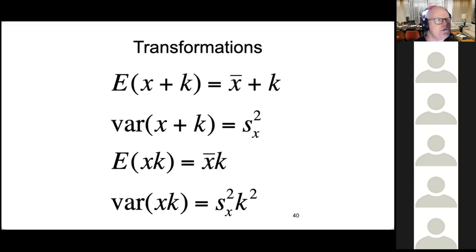So the expected value of the variable X. A variable is just a number, and it can change values. The expected value of X is X bar. So the expected value of some number that can change is its average. So if you add a constant to that, so that's plus K, now K is going to be the same number all the time. The expected value of X, a variable, plus K, a constant, is X bar plus the constant.